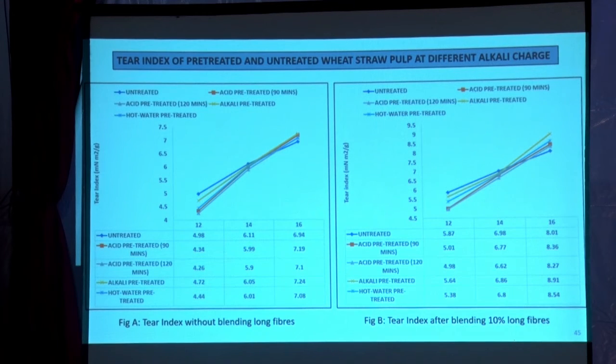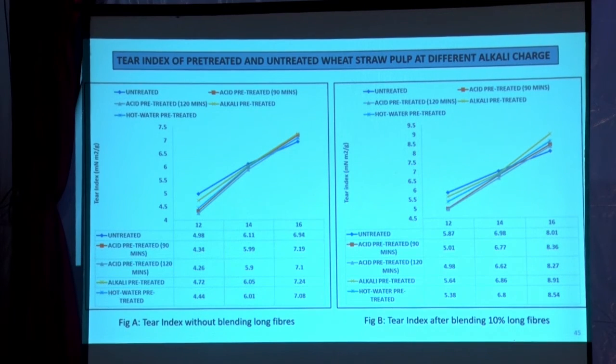Here is the tear index of pre-treated and untreated wheat straw pulp at different alkali charges. Figure A shows the tear index without blending of long fiber. Here we can see that at 16% alkali charge, the tear index has increased slightly as compared to the untreated one for all the samples.